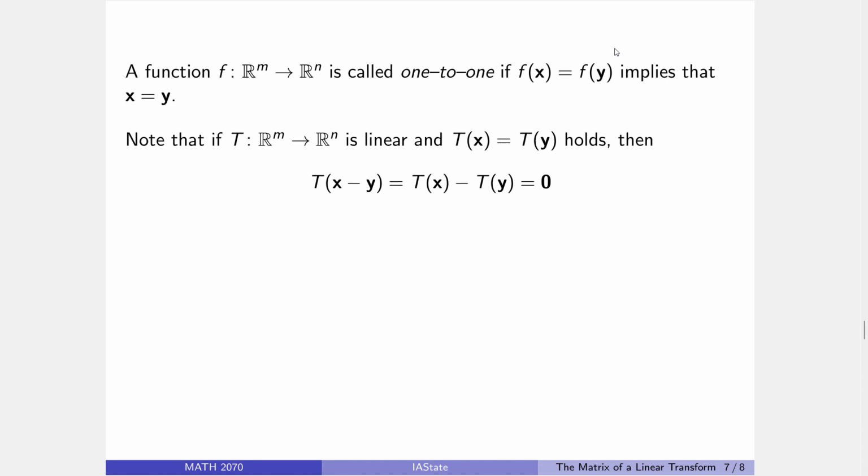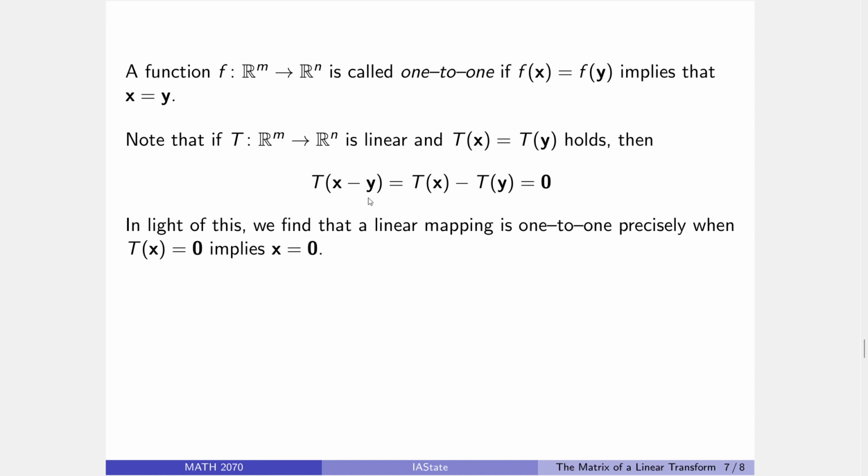Now, for a linear mapping, what happens when I know that two outputs line up? Well, then the output of their difference has to equal 0. So if I want a linear mapping to be one-to-one, I need x and y to be equal. I know that x minus y always maps to 0. So if I have a linear mapping that only outputs 0 if I input 0, that would mean x minus y would have to equal 0, meaning that they're the same.